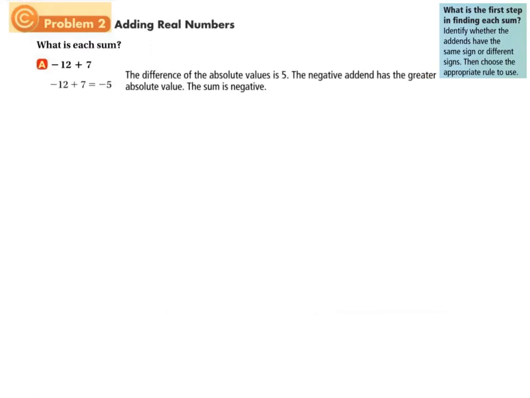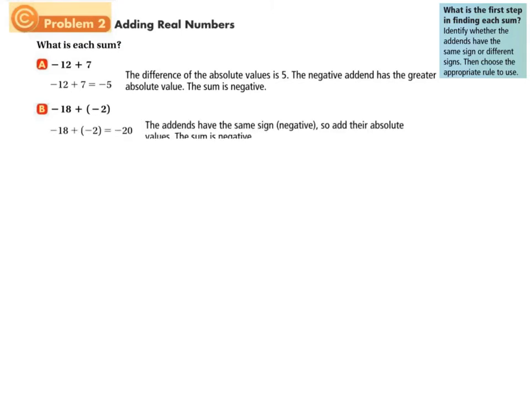Okay. Let's do the next one. Same sign or different sign? They have the same sign. So we're going to add their absolute values. 18 plus 2 is 20. And we're going to keep the sign that they both have, negative. So negative 20.